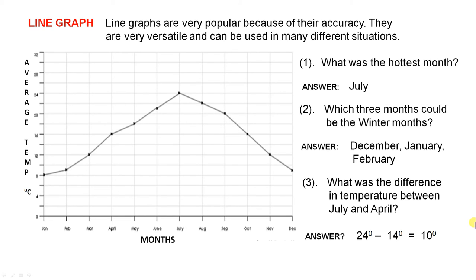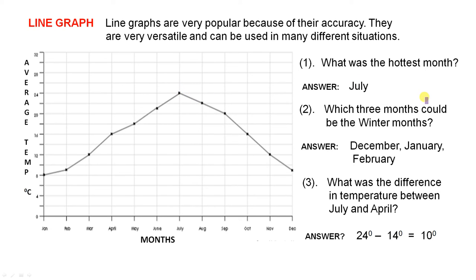Over here we have line graphs. Line graphs are very popular because of their accuracy. They are very versatile and can be used in many different situations. So we can ask the question, what was the hottest month? Well, you can see here that July was the hottest.